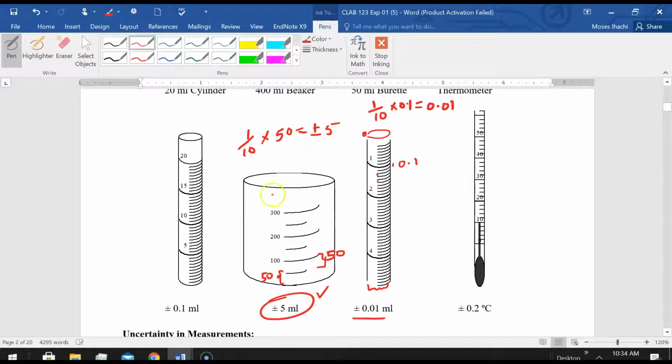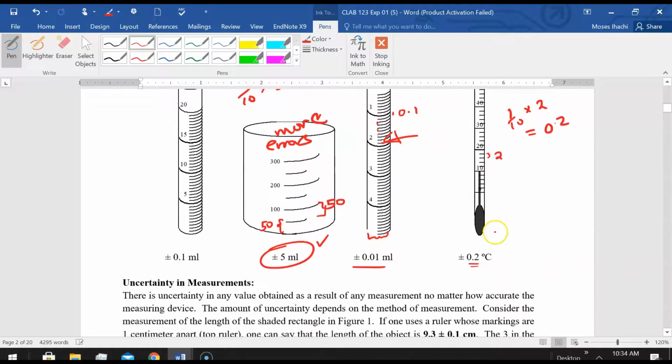So this flask here will give you more errors when you're measuring the volume of a liquid compared to the burette. This thermometer has calibrations with increments of 2. So if you do a tenth of 2, you get 0.2. That's why the uncertainty for this thermometer is 0.2. The one we have in the lab has increments of 1, so the uncertainty is 0.1.